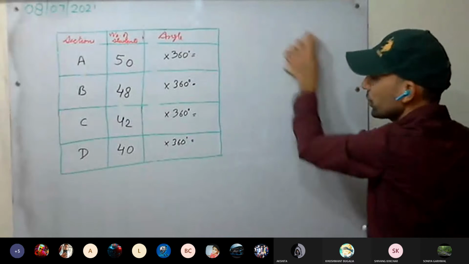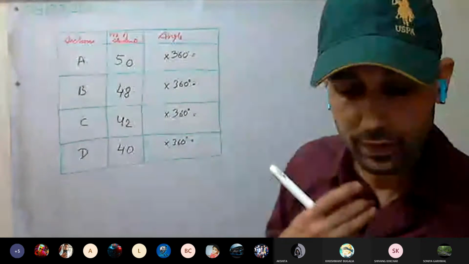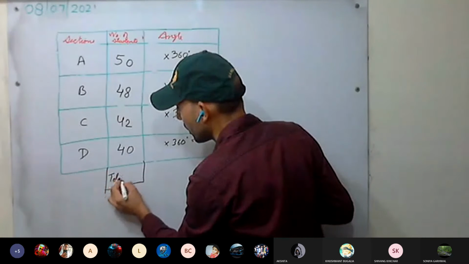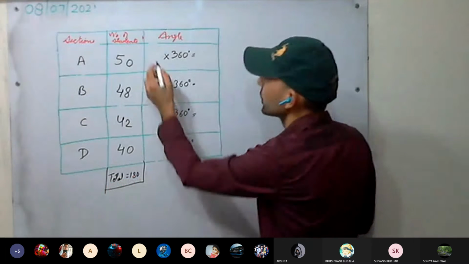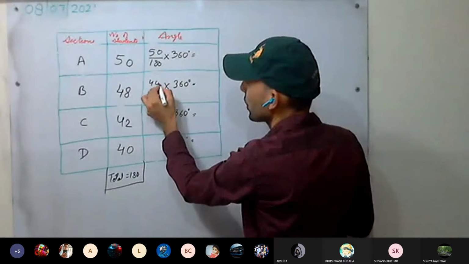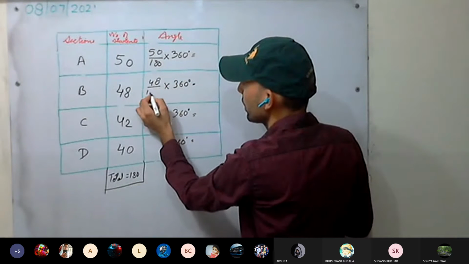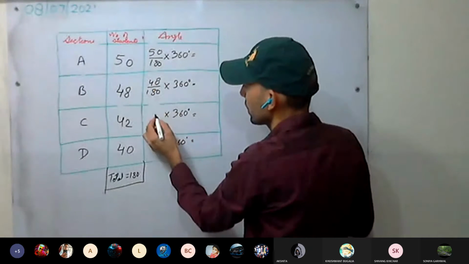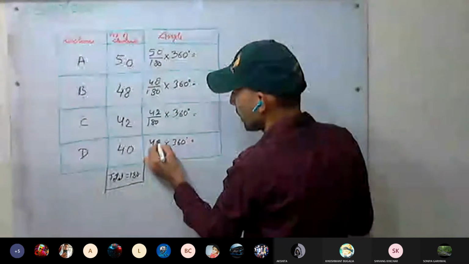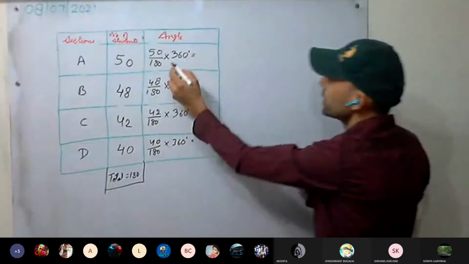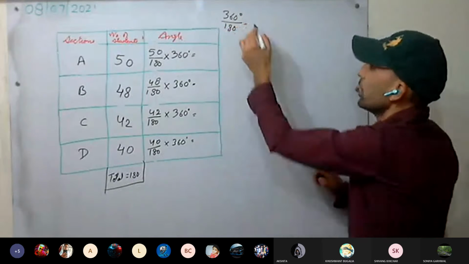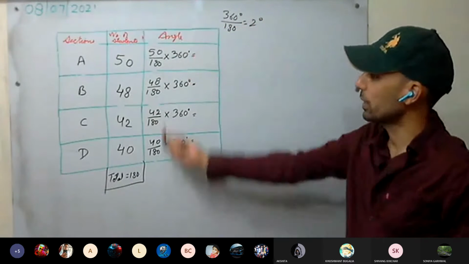Okay. So first we have to find the total number of students. It is given 180. So 50 divided by 180 into 360, 48 divided by 180 into 360. Similarly, 42 divided by 180, 40 divided by 180. Okay. 360 divided by 180 is how much? 2. Okay. With 2 we'll multiply each.